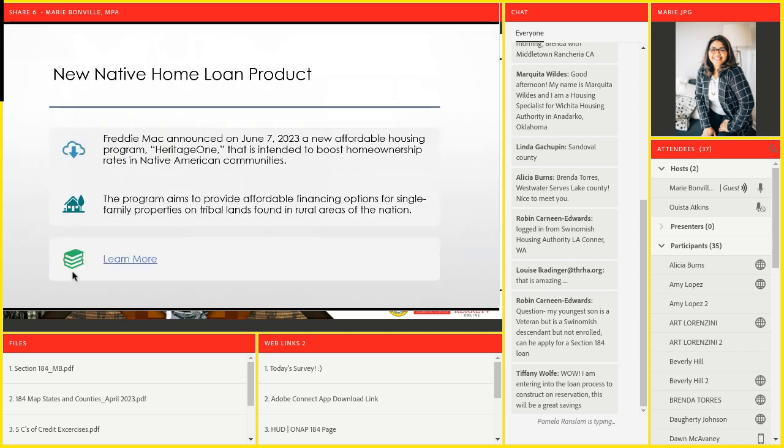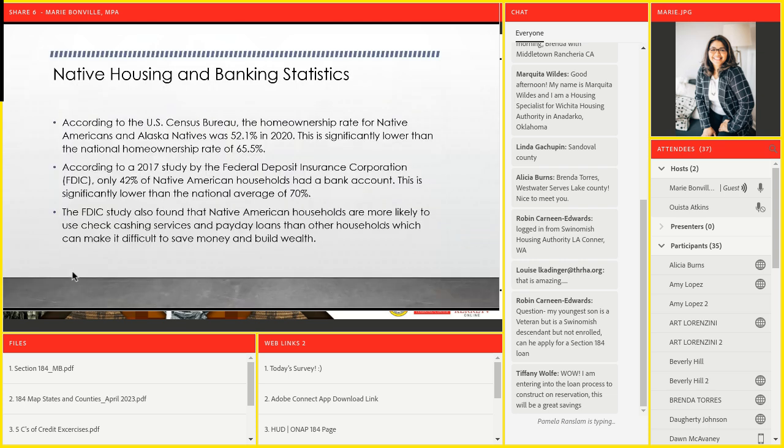So again, there's more information. You can click that link to learn more. I'm sure they'll roll out more information as it becomes available to us. But in general, we are still behind the curve. As of the 2020 census, the home ownership rate for Native Americans and Alaska Natives was 52.1%.